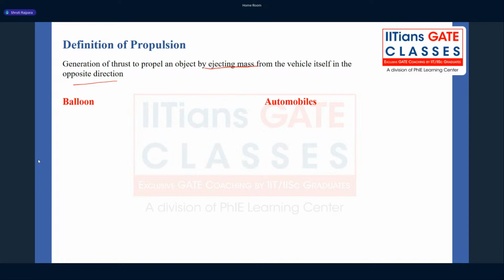In order to answer my question, you just have to look at the definition of propulsion: the thrust is being generated by the object by ejecting its own mass. So, can we consider an automobile system to be an example of propulsion or not?